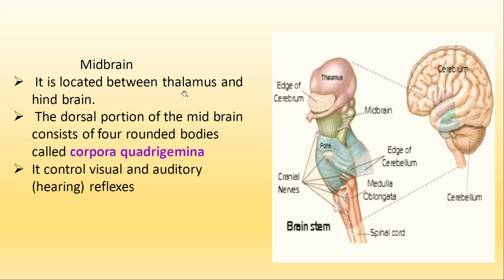Next comes the midbrain. The midbrain is located between the thalamus of the forebrain and the hindbrain. The dorsal portion of the midbrain consists of four rounded bodies called corpora quadrigemina. They connect the nerves to the ear and the eyes, and they control visual and auditory reflexes.